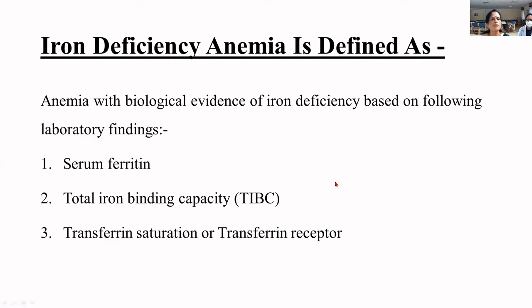Anemia with biological evidence of iron deficiency based on the following laboratory findings. The terminology is self-explanatory: iron deficiency anemia is an anemia which is caused by iron deficiency. All of you have learned the definition of anemia, and iron deficiency anemia gives us the etiology. Last class we spoke about morphological types of anemia, microcytic hypochromic anemia, and we gave more causes for microcytic hypochromic anemia apart from iron deficiency. So this is an anemia with biological evidence of iron deficiency based on the following laboratory findings.